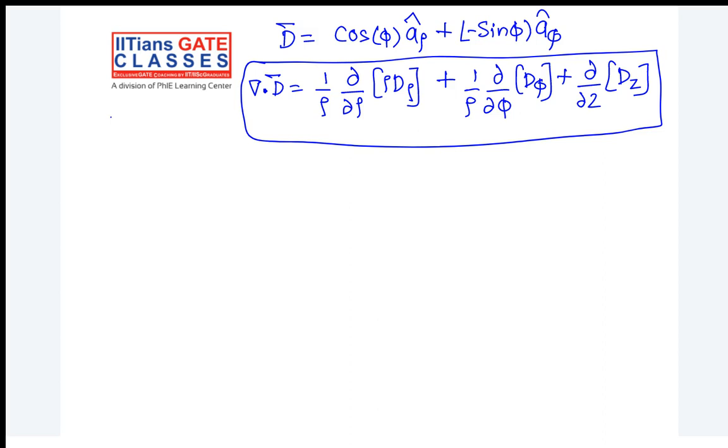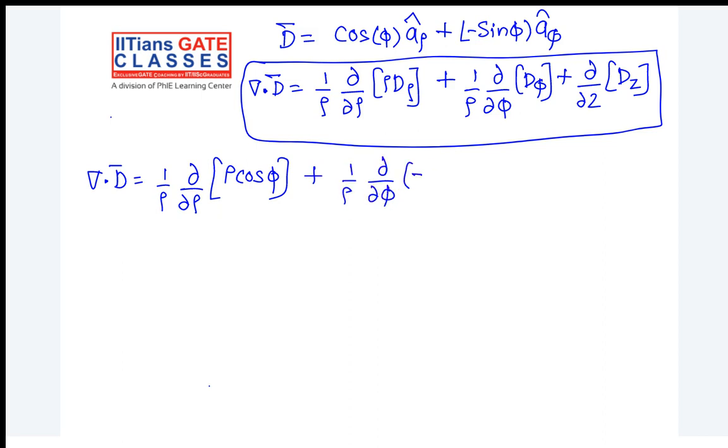So del dot d is equal to 1 by rho dou by dou rho of rho into d rho, and d rho is multiplied by rho for the a rho component, so that will be rho into cos phi, plus 1 by rho into dou by dou phi of d phi, which will be straight away minus sin phi, and the third term you can take as 0 because there is no dz. So what is the value you are getting, everyone?